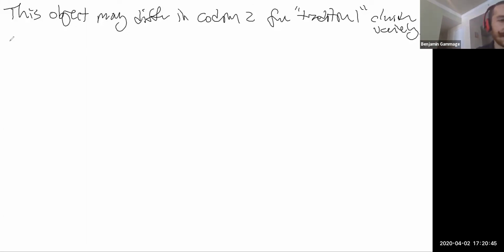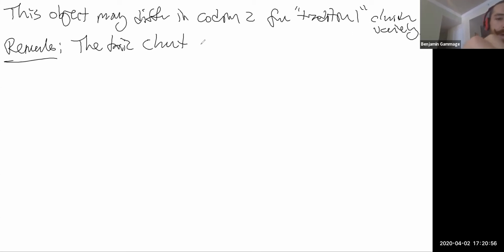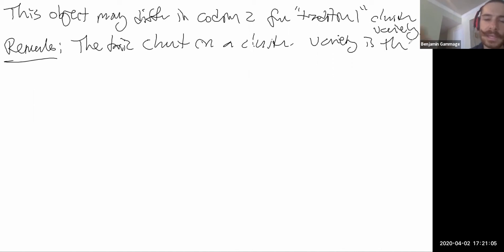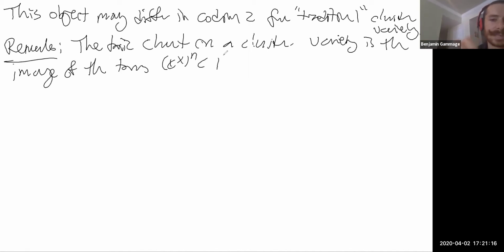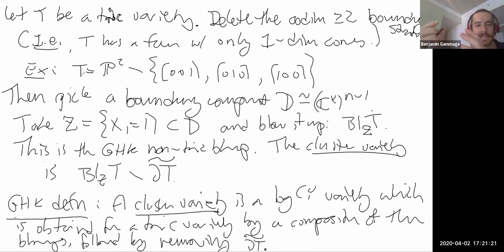Oh yeah, and I should add another remark here, which is actually much more important, which is that the toric chart on a cluster variety is the image of the torus. So inside the toric variety T, T was my toric variety, it has a dense open torus inside it, which is C star to the n.